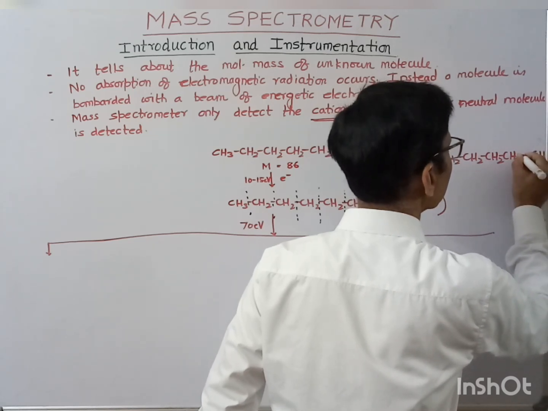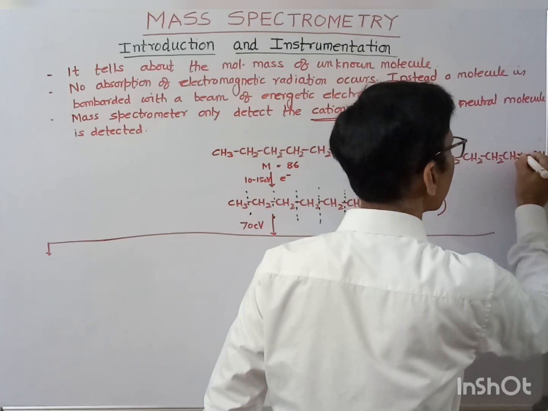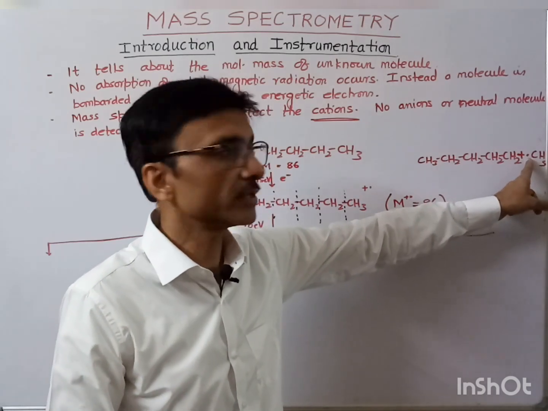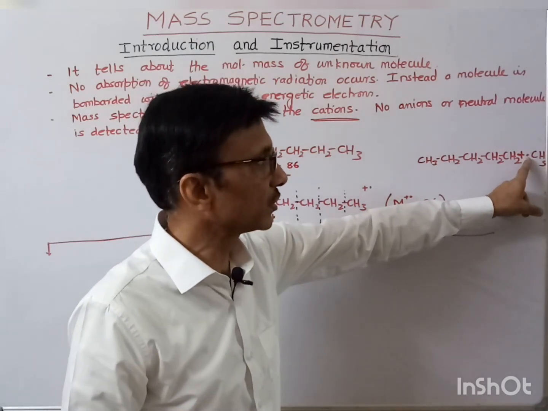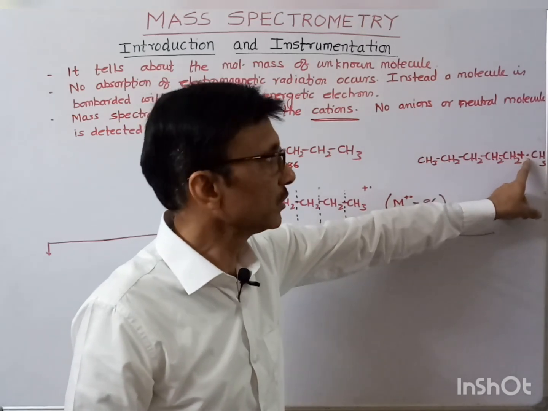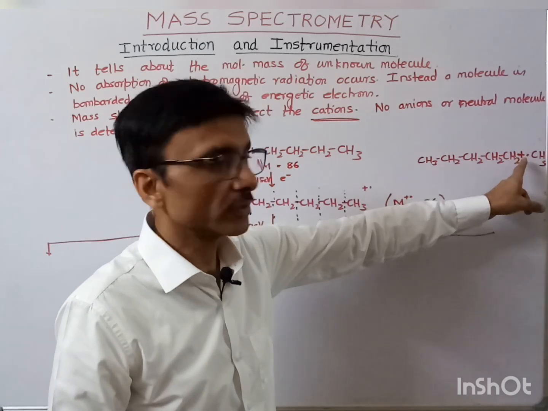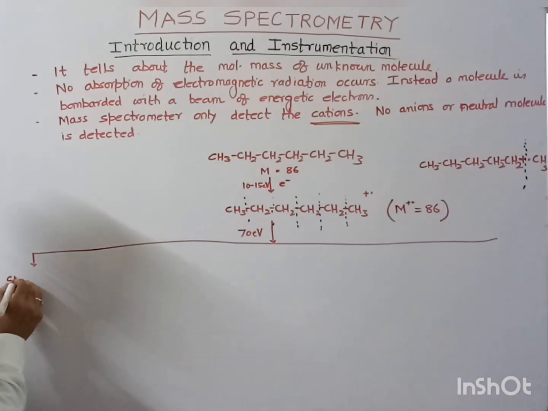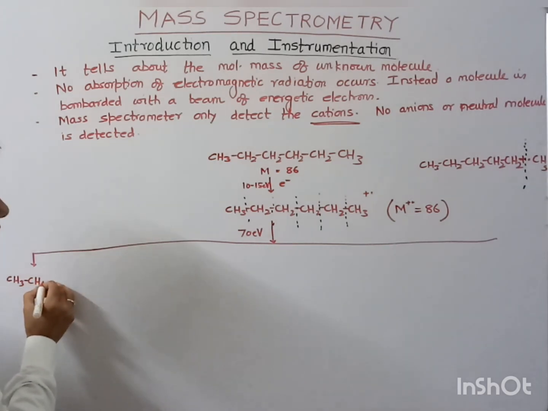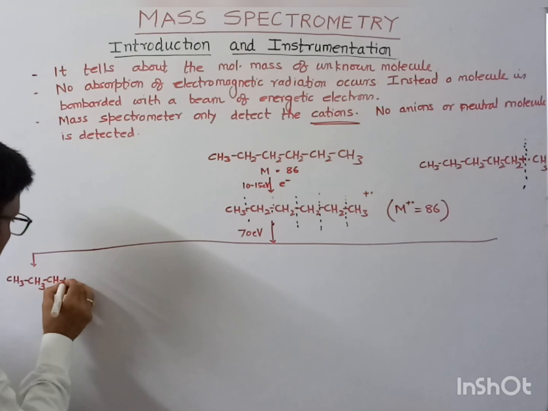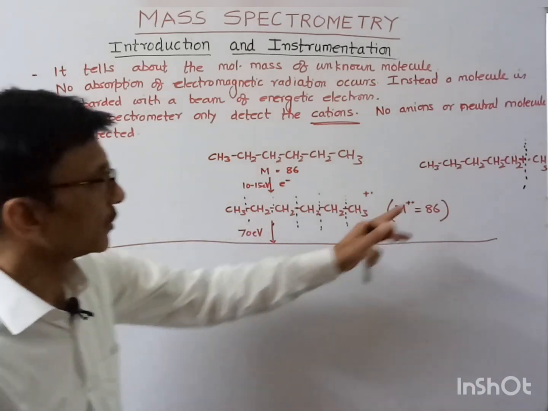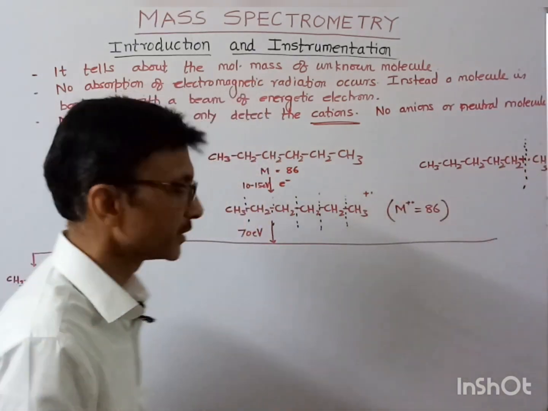CH3. So suppose the electron is removed from here, a sigma electron is removed. After the removal of the electron, this positive charge is present over here, and one radical. What we may write is one of the fragmented parts, this is the cation and another is the radical. So this cation, and the other part is this methyl radical.